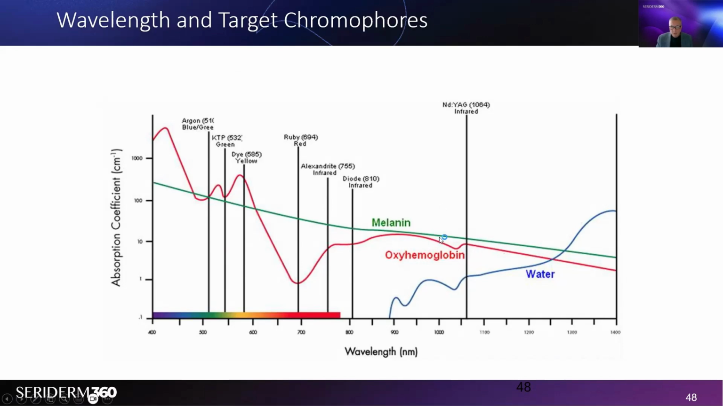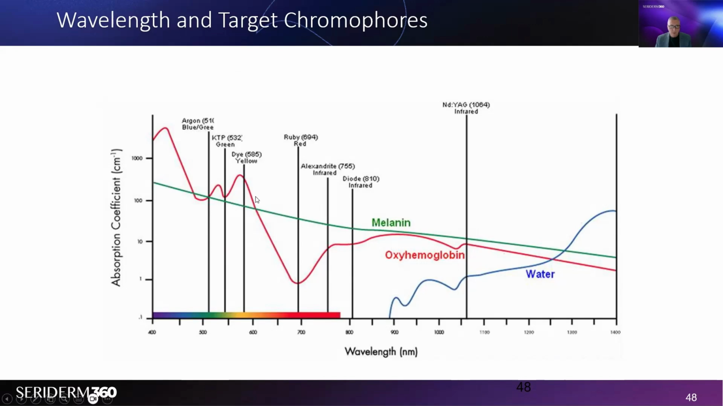Now, when you look at the Nd:YAG, you can see there's an absorption coefficient of around 10 in blood and 20 in melanin. So it is higher absorbed in melanin, but the absorption is so low in melanin that this laser becomes a really safe laser to use on darker skin types.